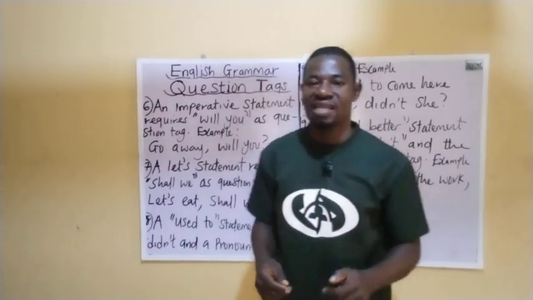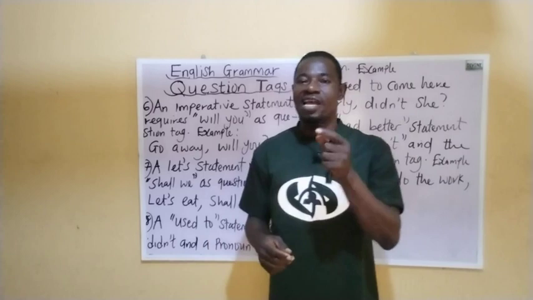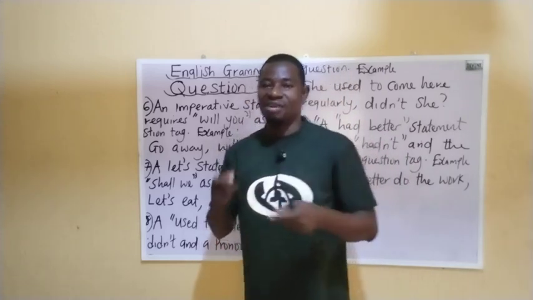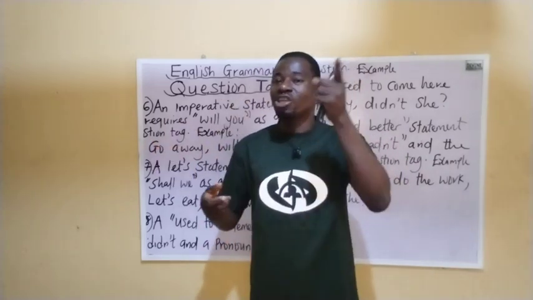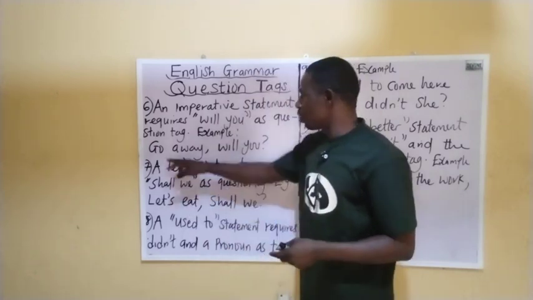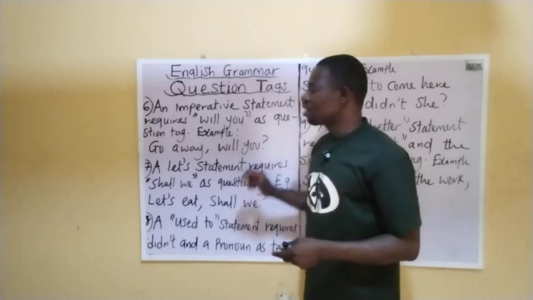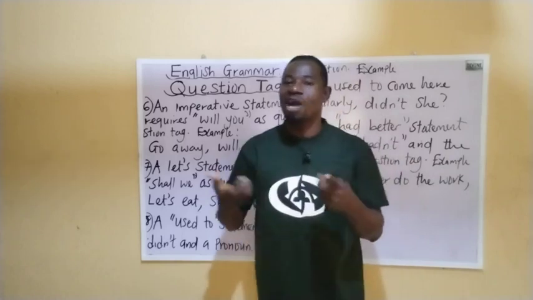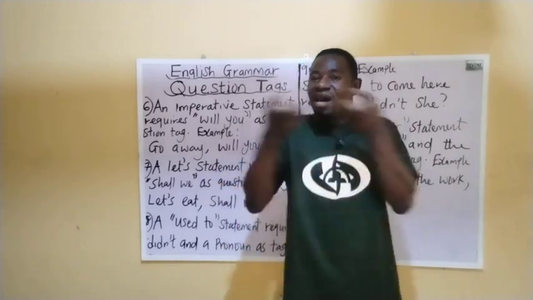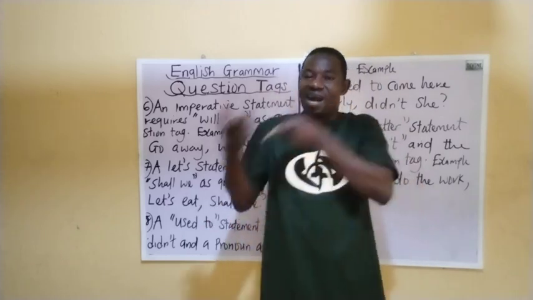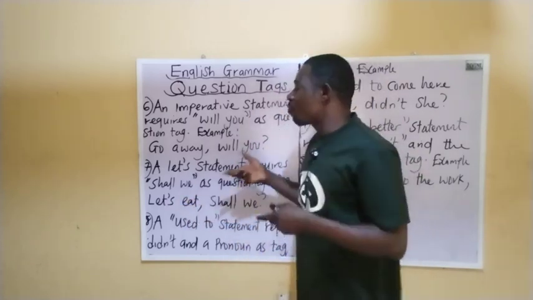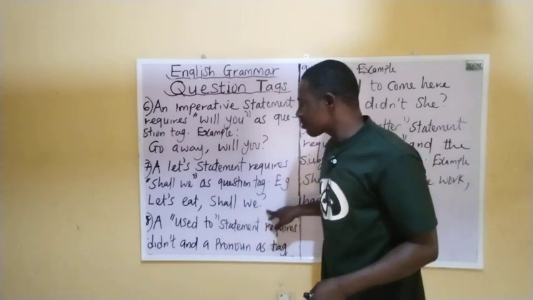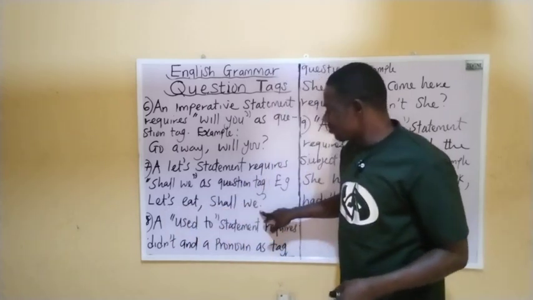Rule number 6 says, an imperative statement requires will you as question tag. In other words, a statement involving command requires the question tag will you. Okay, fine. Let's see an example. Go away, will you? Okay, rule number 7 says, a let statement requires shall we. Let statement means let us. So a statement involving let us requires shall we as question tag. Example, let's eat, shall we? Let's eat, shall we? Okay, fine.